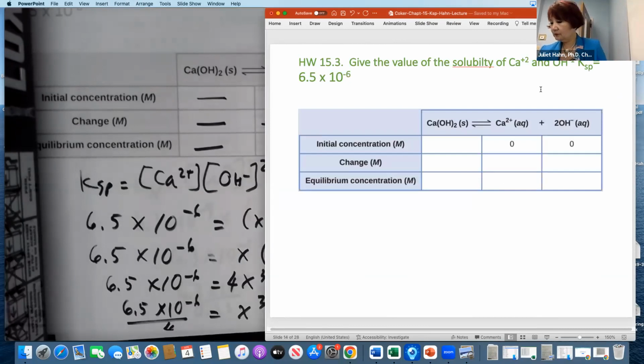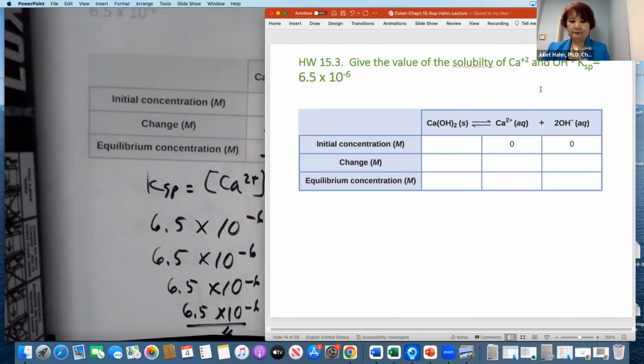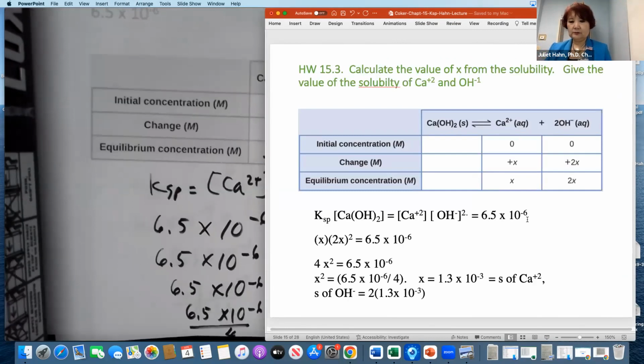Were you looking at 15.3? Yes. Okay. So this is what we were looking at. Okay, so next.